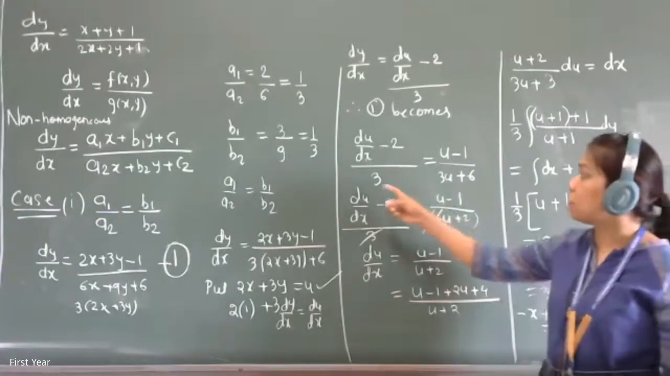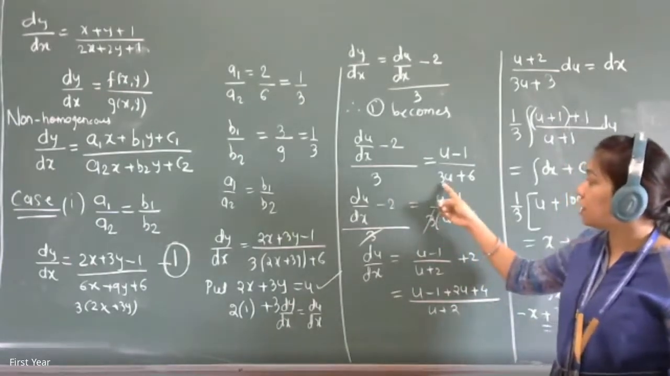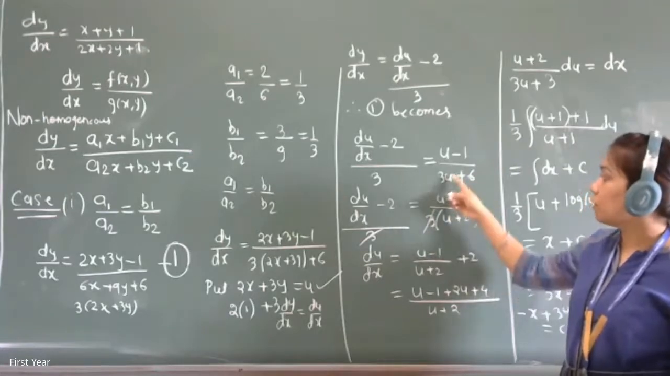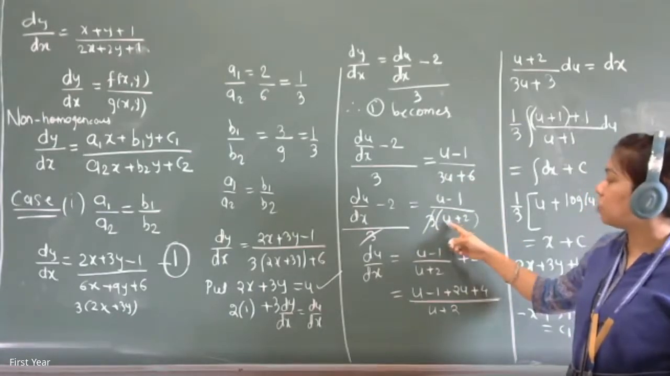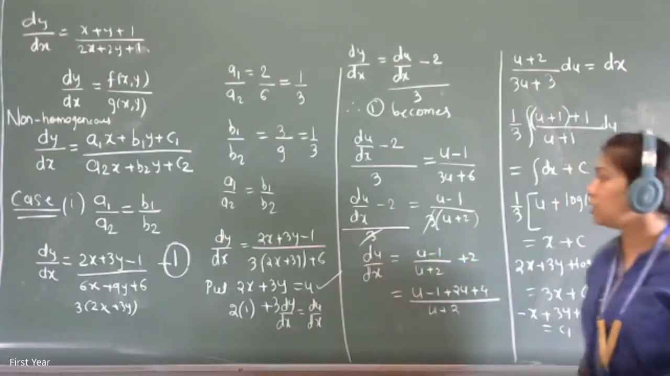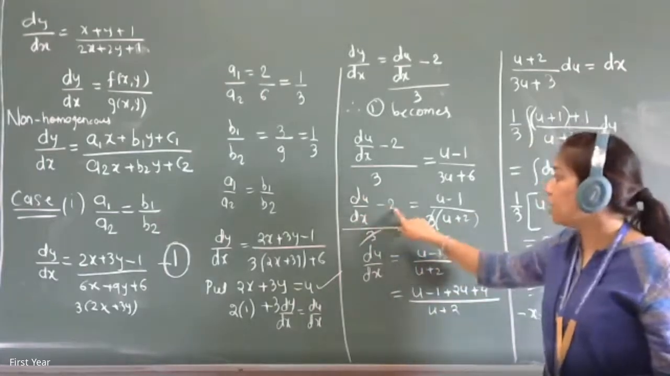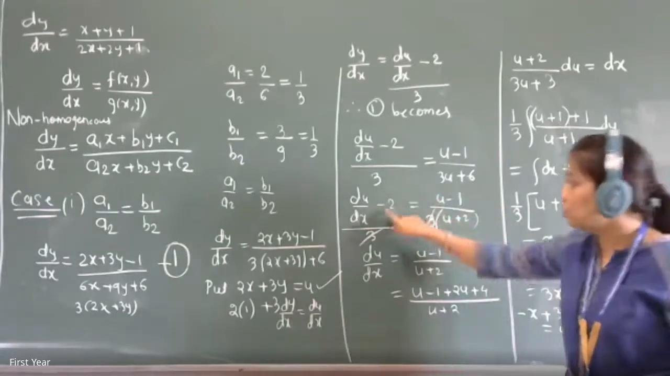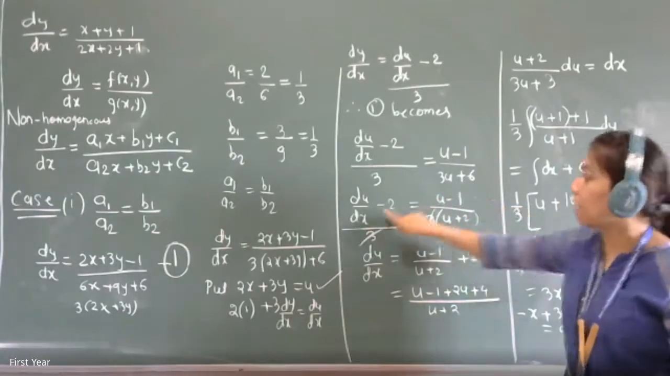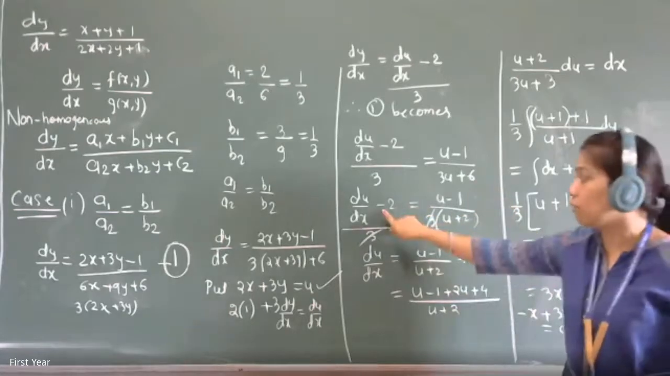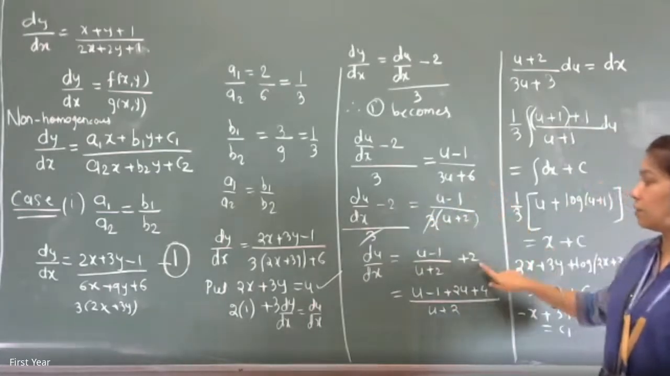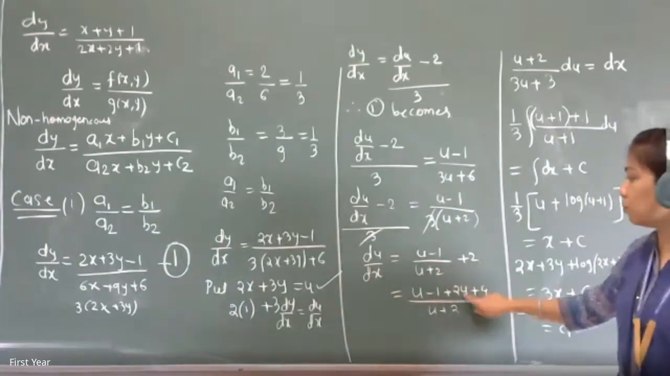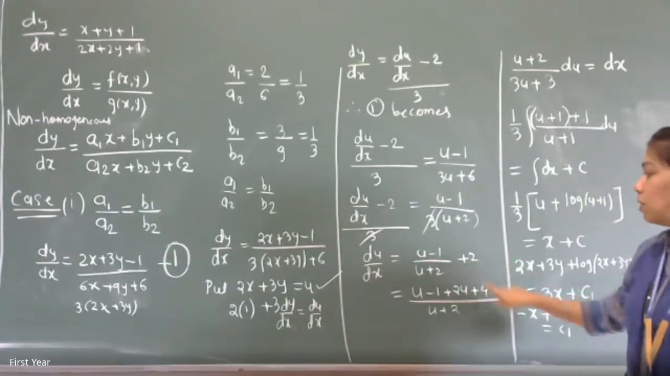While separating the variables, first you can take this 3 common. These two have the same denominator, but take 3 common. When you take 3 common, what will be left is u plus 2. So 3 and 3 cancel. Then du by dx minus 2 is equal to u minus 1 upon u plus 2. This 2, I take it to the right hand side, minus 2 will become plus 2. The minus 2 that was here became plus 2 after bringing it to the right hand side. Now simplify this. So u into 2 is 2u. u into 2 into 2 is 4 with plus sign.